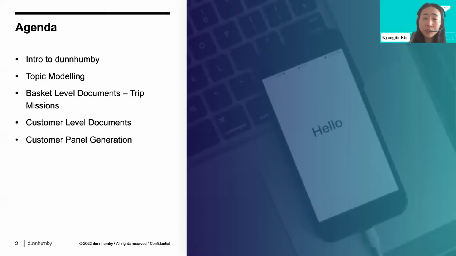So this is our agenda today. So we are going to talk about how we applied topic modeling to customer transaction data of hypermarket retailer. So we are sharing two applications, one for basket level document and the other for customer level document. Through this analysis, we identified customers' trip missions and customer behavioral attribute and generated customer panel.